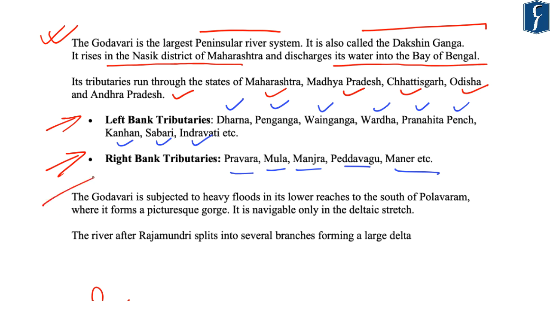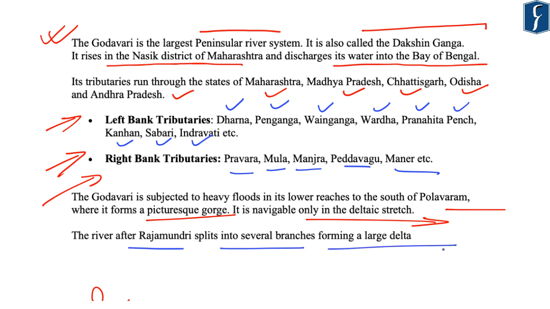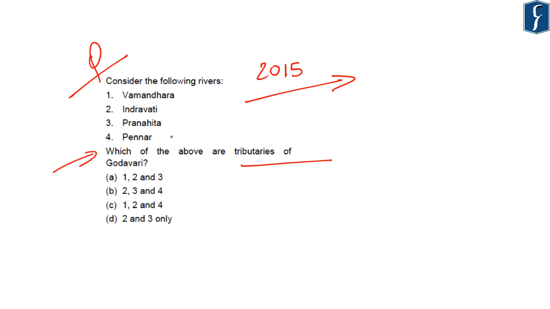Further, it says that the Godavari is subjected to heavy floods in its lower reaches in the south of Polavaram, where it forms a picturesque gorge. It is navigable only in the deltaic stretch. It further says that the river after Rajahmundry splits into several branches forming a large delta before it flows into the Bay of Bengal. So after understanding about Godavari, let's go through these options again.